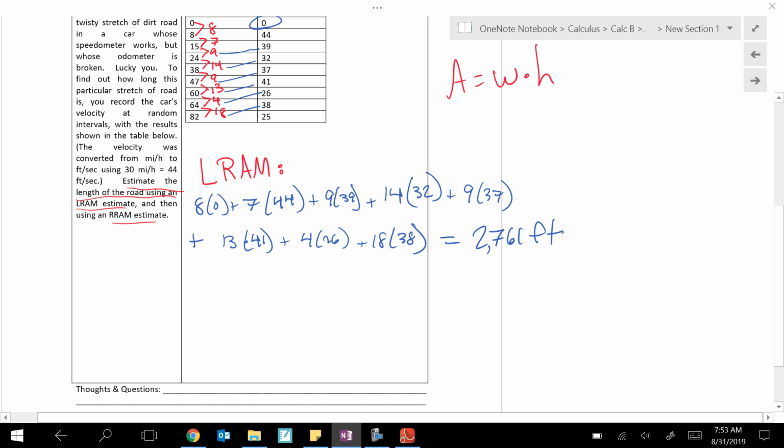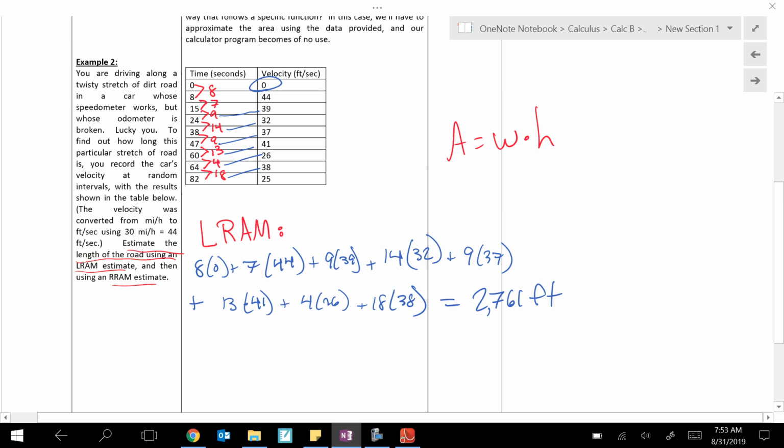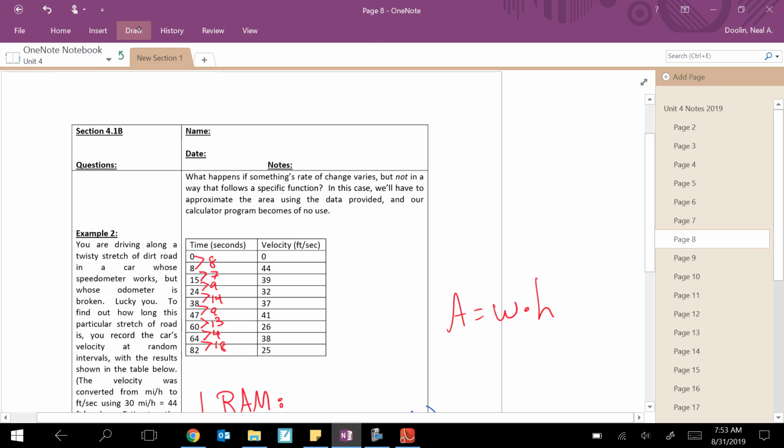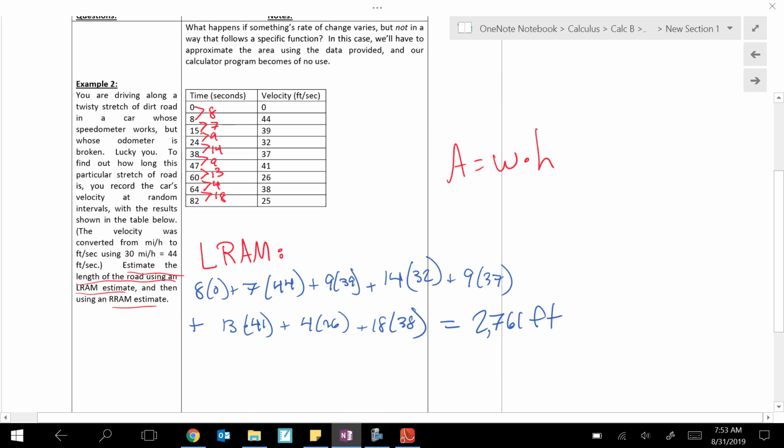For my right side approximation, we're going to use the exact same widths. I'm just going to attribute the height to be the other side of the rectangle. That was a terrible sentence. How could I have made that better? I'm going to use the height on the right side of the interval. So here's my RRAM.